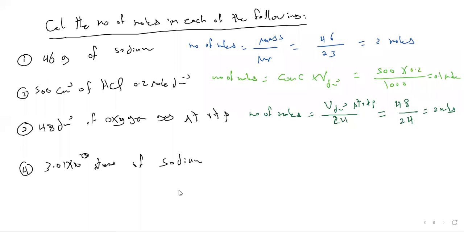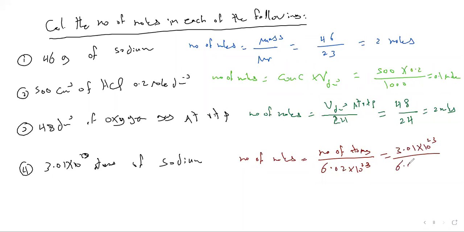For the last one, the number of moles is equal to the number of atoms, ions, molecules or particles over Avogadro's number, 6.02 times 10 power 23. So it is equal to 3.01 times 10 power 23 over 6.02 times 10 power 23, which equals 0.5 mole.